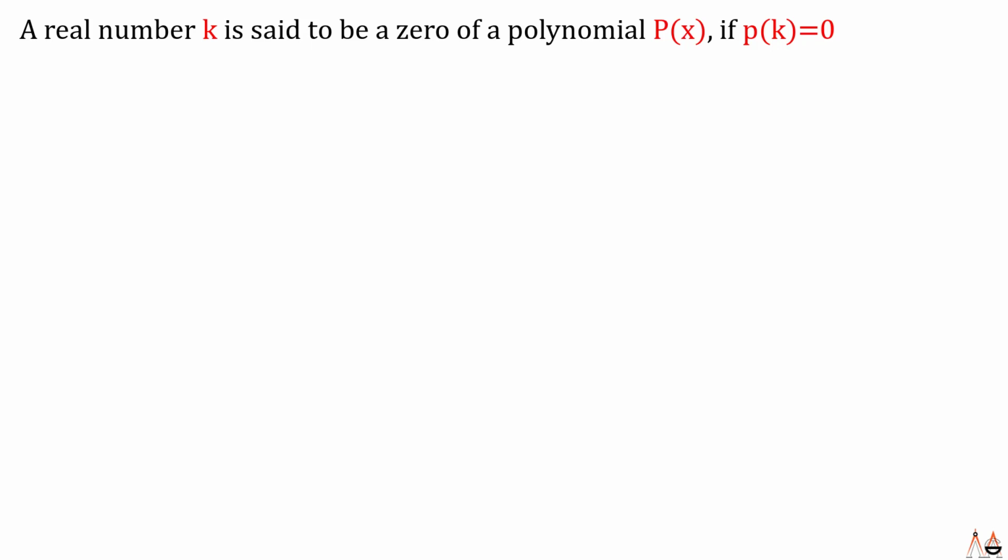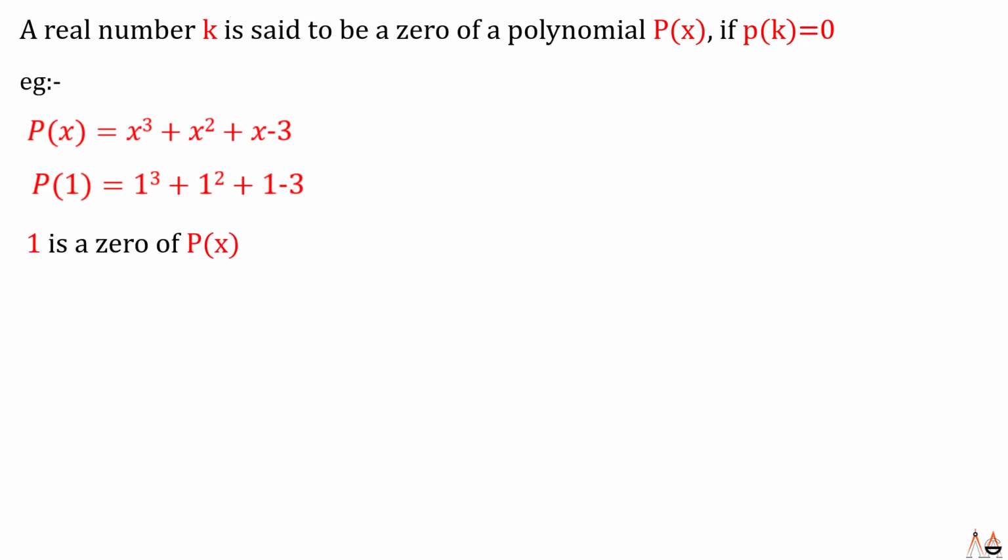A real number k is said to be a zero of a polynomial p of x if we replace x by k so that we have p of k, and that equals 0. For example, if we are given a cubic polynomial x cubed plus x squared plus x minus 3 and we put for x the value 1, then we get 1 plus 1 plus 1 minus 3, which is equal to 0. And therefore, since in this case p of k is equal to 0, k being 1 in this case, we say that 1 is a zero of the polynomial p(x).